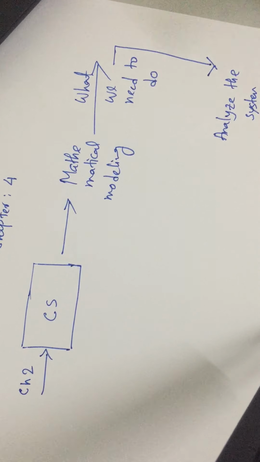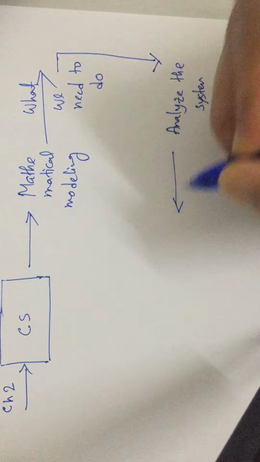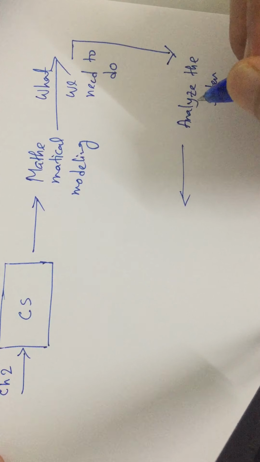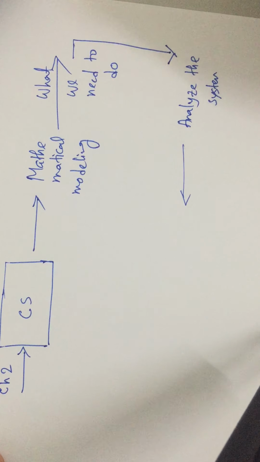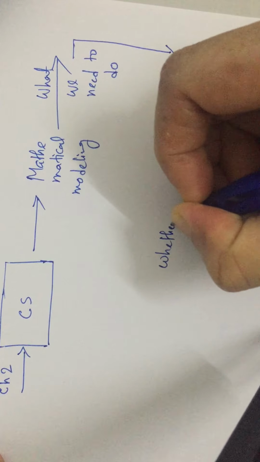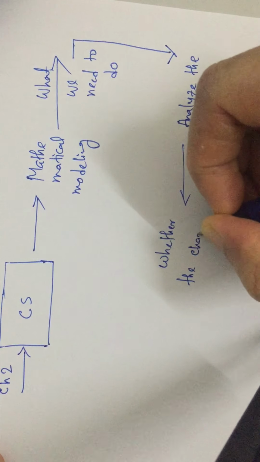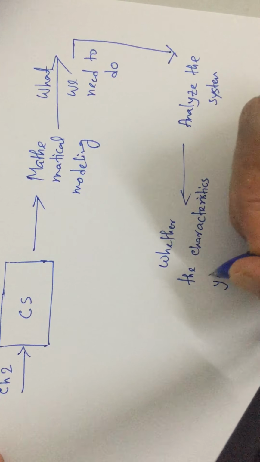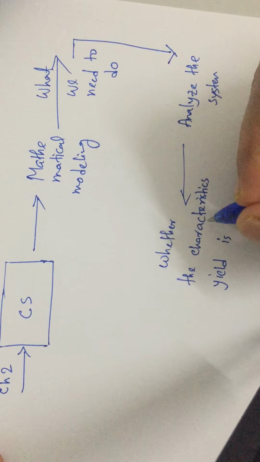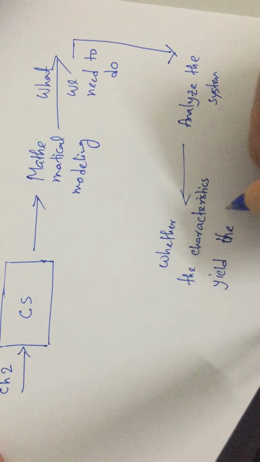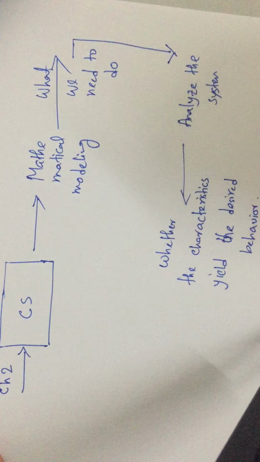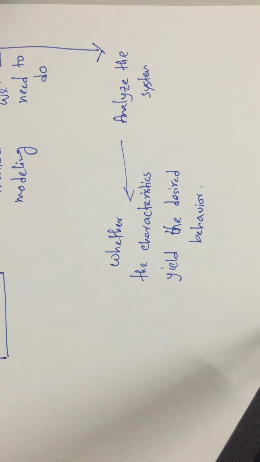So why do we want to analyze the system? Because we want to check whether the characteristics yield the desired behavior.